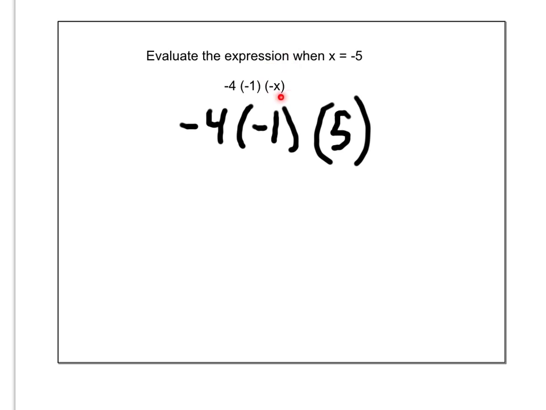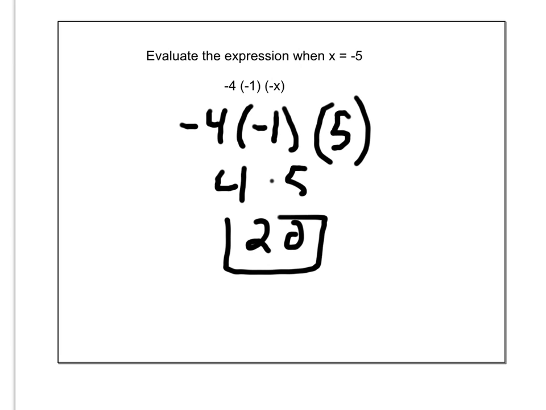Okay? We need to understand why this ended up being positive, because this is the opposite of x, and this is negative 5, so it's the opposite of negative 5. Now we multiply. Negative 4 times negative 1 is 4, times 5, that's 20.